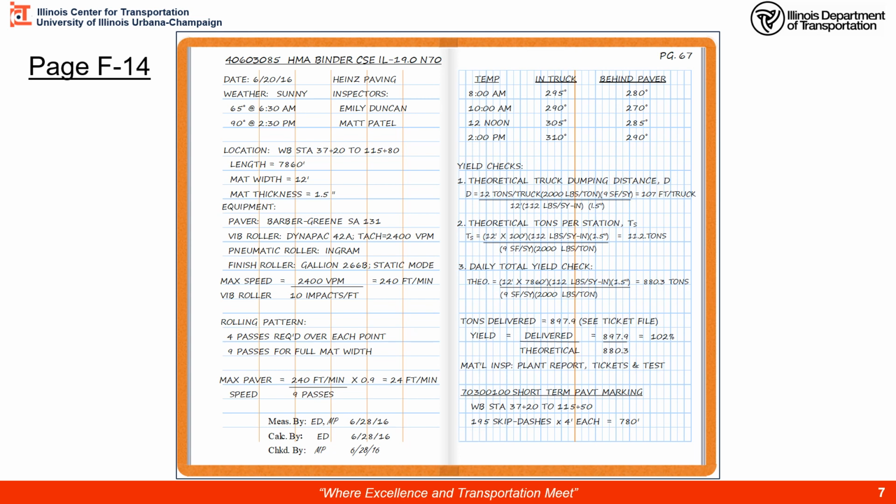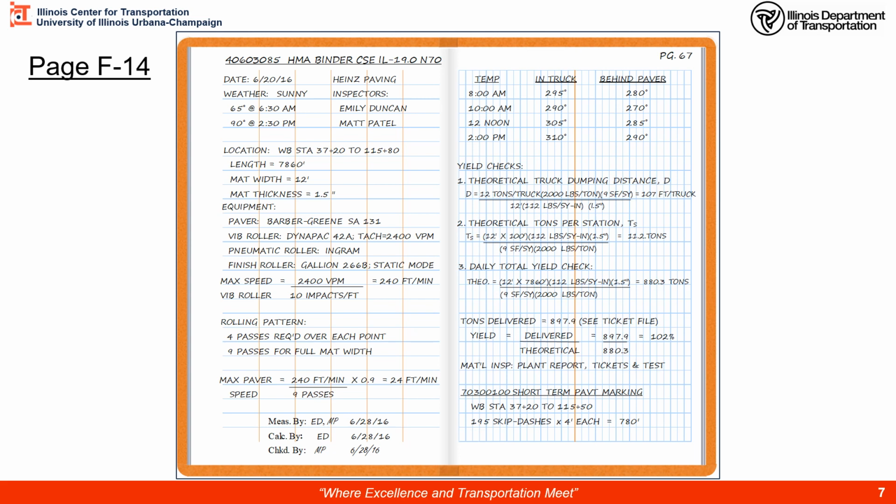On page F14 in your doc guide, you can follow along and look at an example field book page. All field book entries must have pay item number, pay item description, the date, the weather, and who's doing the work, and then we need some calculations. This one was for HMA paving. Here we have our location. Here's our measurements for our length and width, and then our required mat thickness, the equipment that's required. We have some testing, temperatures of our HMA materials.